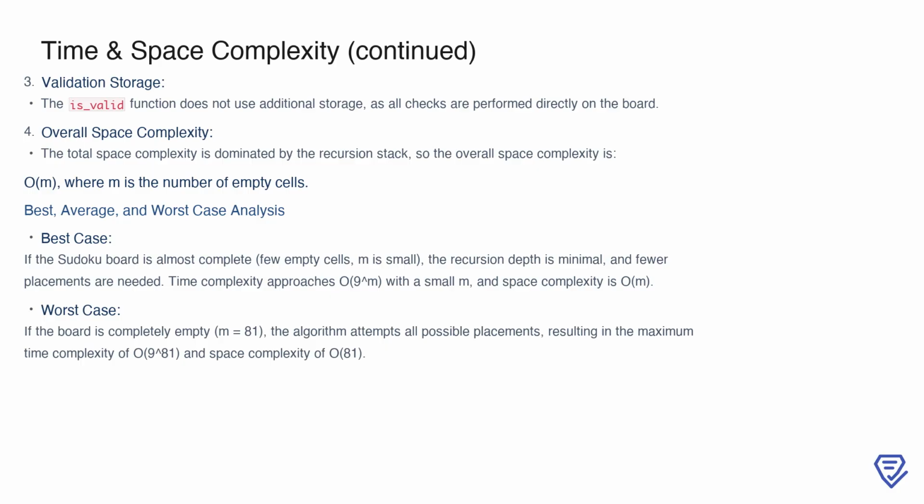Here, the recursion depth remains shallow, and the number of placements required is minimal, leading to a time complexity close to 9 to the power of m, with a small m, and a space complexity of m. On the other hand, the worst case scenario arises when the board is completely empty, which means m equals 81. In this situation, the algorithm explores all possible placements, resulting in the maximum time complexity of 9 to the power of 81, and a space complexity of 81.